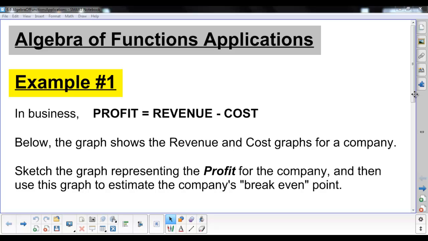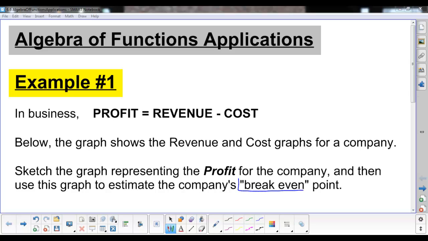Now, we have a graph that we're going to consider in this case that actually gives a function for revenue and a function for cost. What we're going to be asked to do in this question is sketch what the graph representing profit would look like. One other thing we're going to be asked to do here from the graph is estimate the break-even point. Now, the break-even point, one thing we need to be aware of: if a business breaks even, what we know about that scenario is that the revenue and the costs are equal, so profit would be 0.